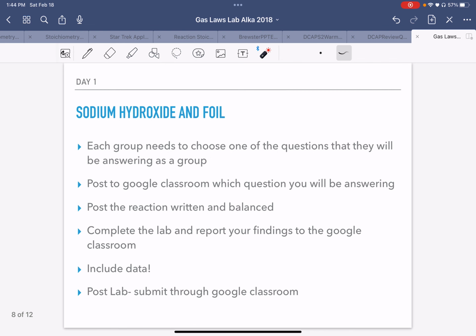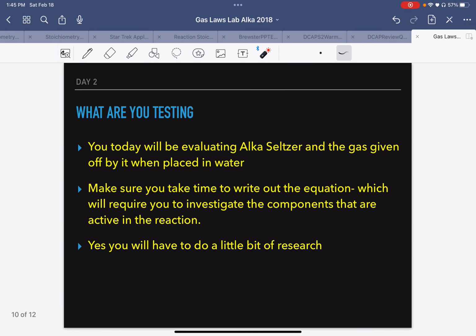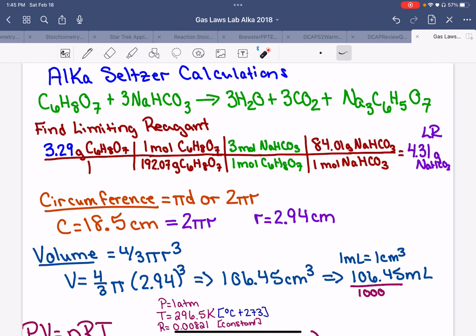Okay. Then, the second part of it is the Alka-Seltzer lab. The Alka-Seltzer part is really a nice one for calculation work, blending our stoichiometry unit with our gas laws one. And so you were given an Alka-Seltzer tablet, you were given a balloon, and your job was to capture as much of the carbon dioxide gas as possible, measure the circumference, and then do your calculations with it. So, here are our calculations for the Alka-Seltzer lab, and they are also in the video for the lab as well.